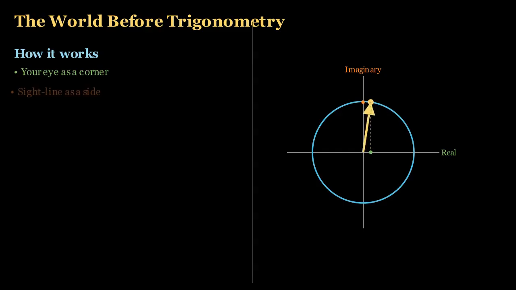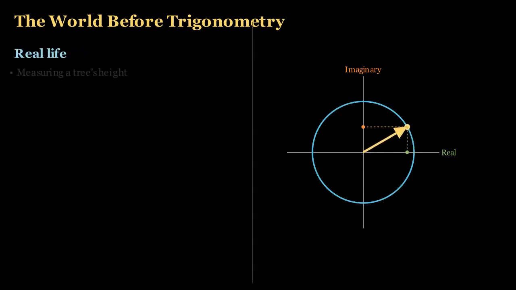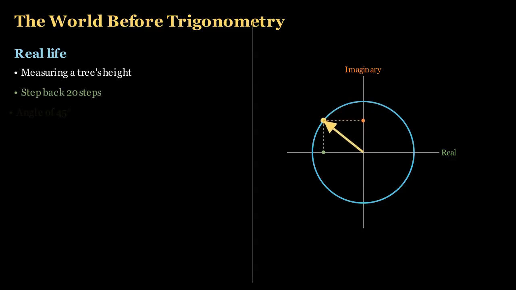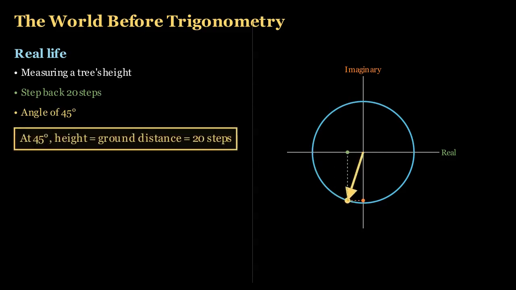Your eye, the peak, and the base form a right triangle. The ground is one side, the height is another, and your sight line is the long slanting side. If you can measure one side, you can find the rest. For the height of a tree, walk 20 steps back from it. Look up at the top; the angle between the ground and your sight line is 45 degrees. At 45 degrees, the triangle's two short sides are equal, like half a square.